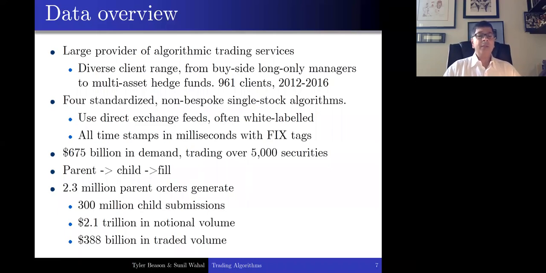What are we going to see? We're going to see a parent order, how that parent order translates into all child orders, those filled and those not filled as well. So we'll see every single submission. And then finally, we will see fills for each of them. So out of the 2.3 million parent orders that get generated for these algorithms, they'll generate about 300 million child submissions, which represent about $2 trillion in notional volume. You'll notice that the notional volume of the child orders, 2.1 trillion, is much, much bigger than the parent order demand, obviously, because not all child orders will get executed. And then the final traded volume is about $388 billion.